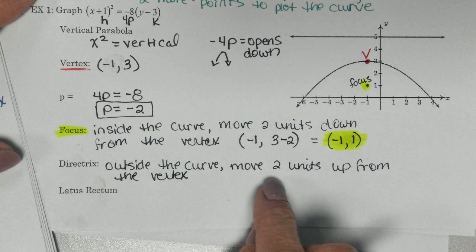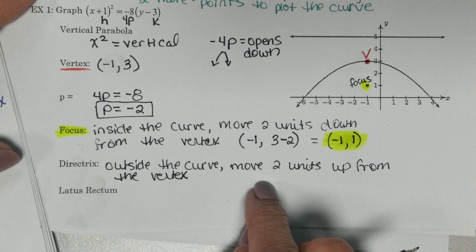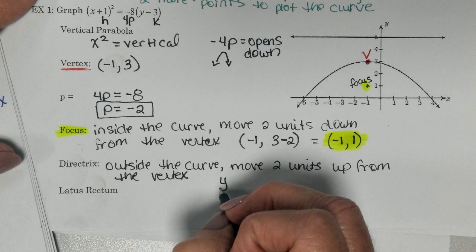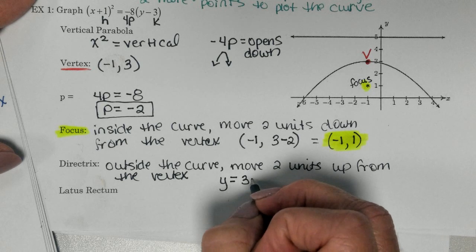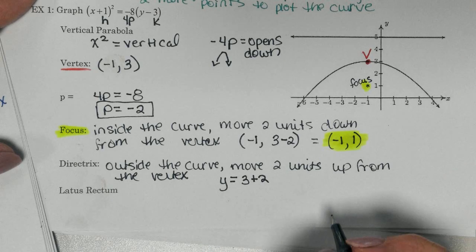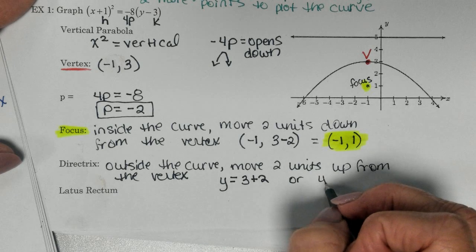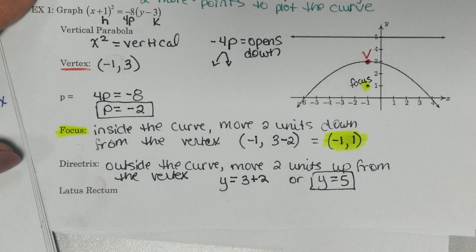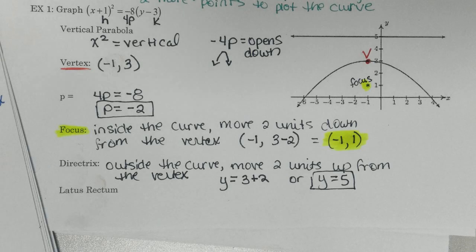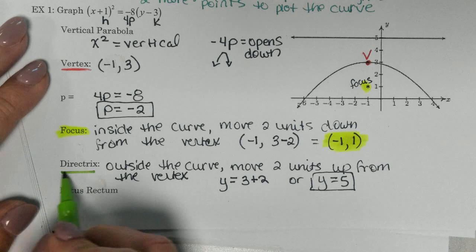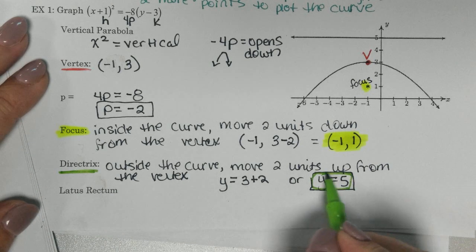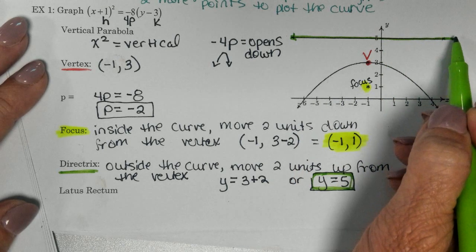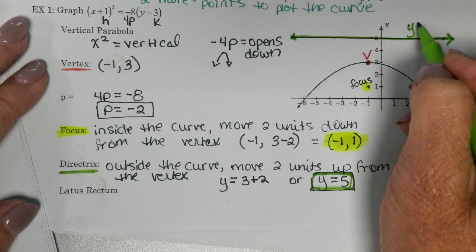And so that's going to affect our y value. Since it's a horizontal line, we've got y is equal to 3 plus 2, or y equals 5. This is where our directrix is going to be located. And my directrix right here, I am going to highlight in green. Y equals 5.